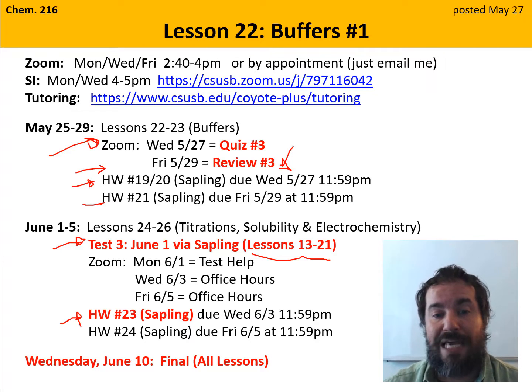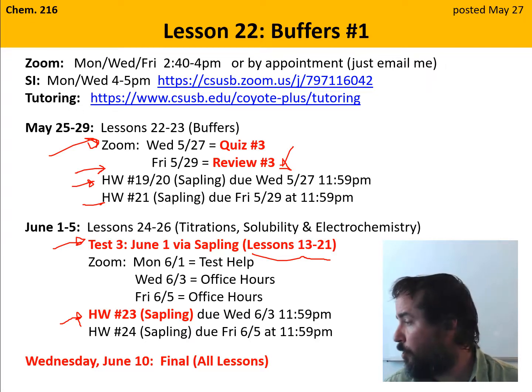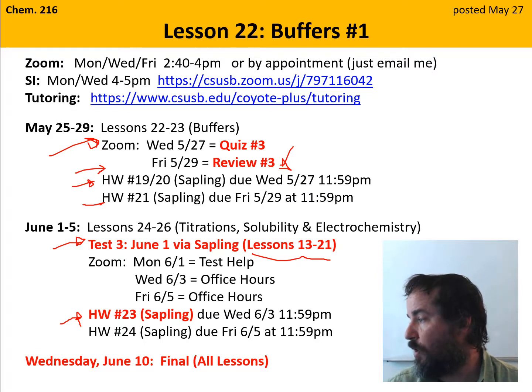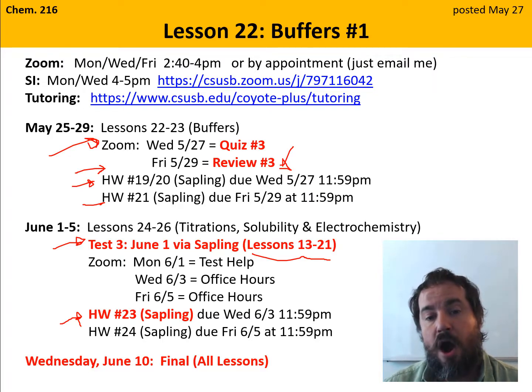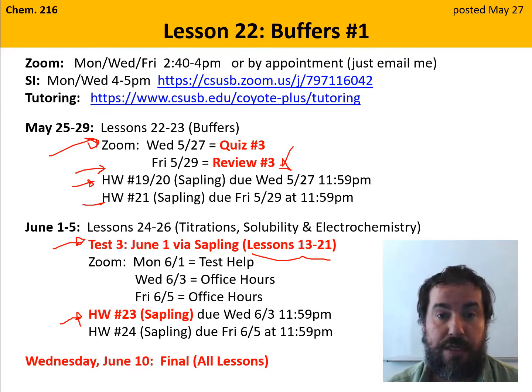The final will be on everything, okay? So we're on lesson 22. We have 5 more lessons, so we have 22 through 26. Those will be on the final along with everything we've done before this.